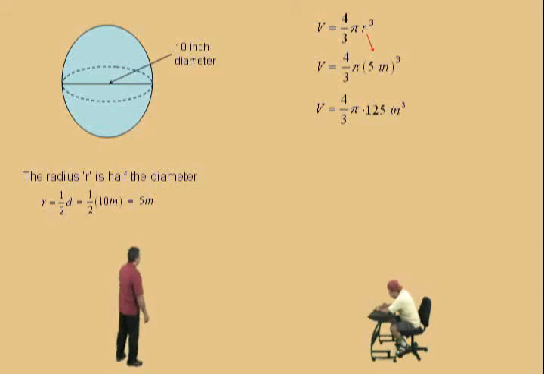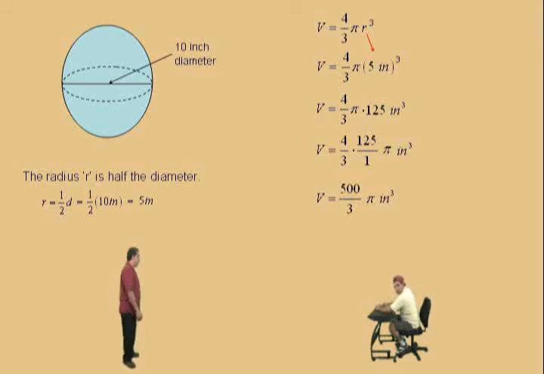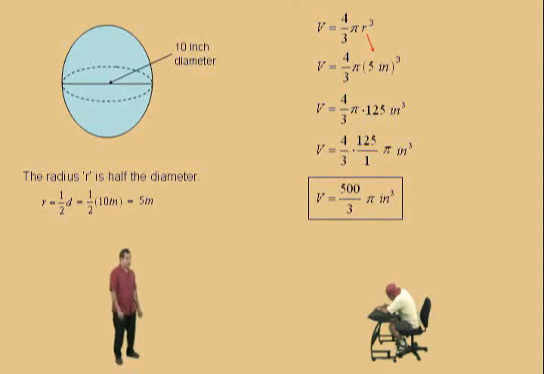Okay, Charlie, now we have 4/3. Now, times 125. We're going to write the 125 as a fraction. Put 125 over 1, and we'll put the pi at the last, and then our dimensions are inches cubed. Now, what is 4 times 125, Charlie? 500. Very nice. 500 over 3 pi inches cubed. And for now, that will be our answer. We can't reduce 500 over 3. We'll leave it at that.